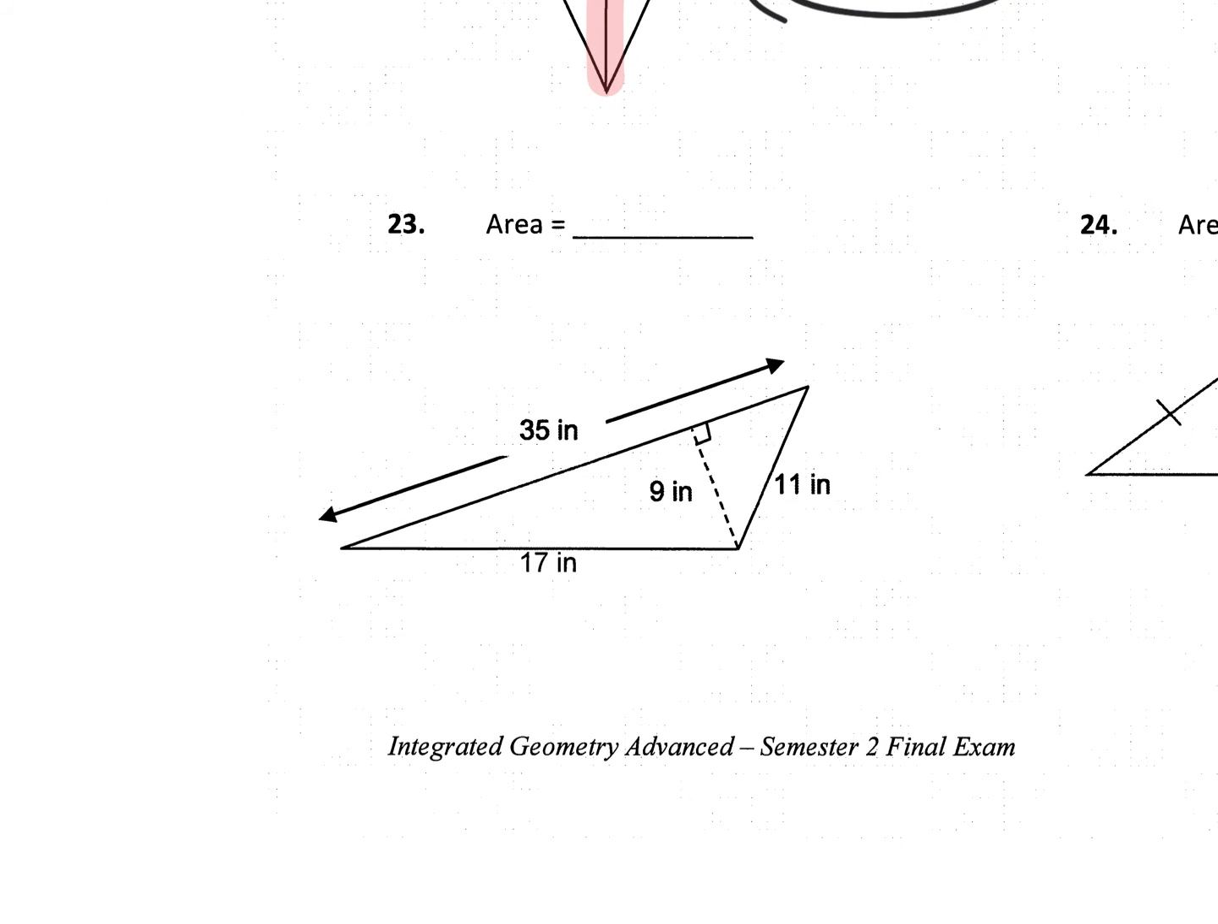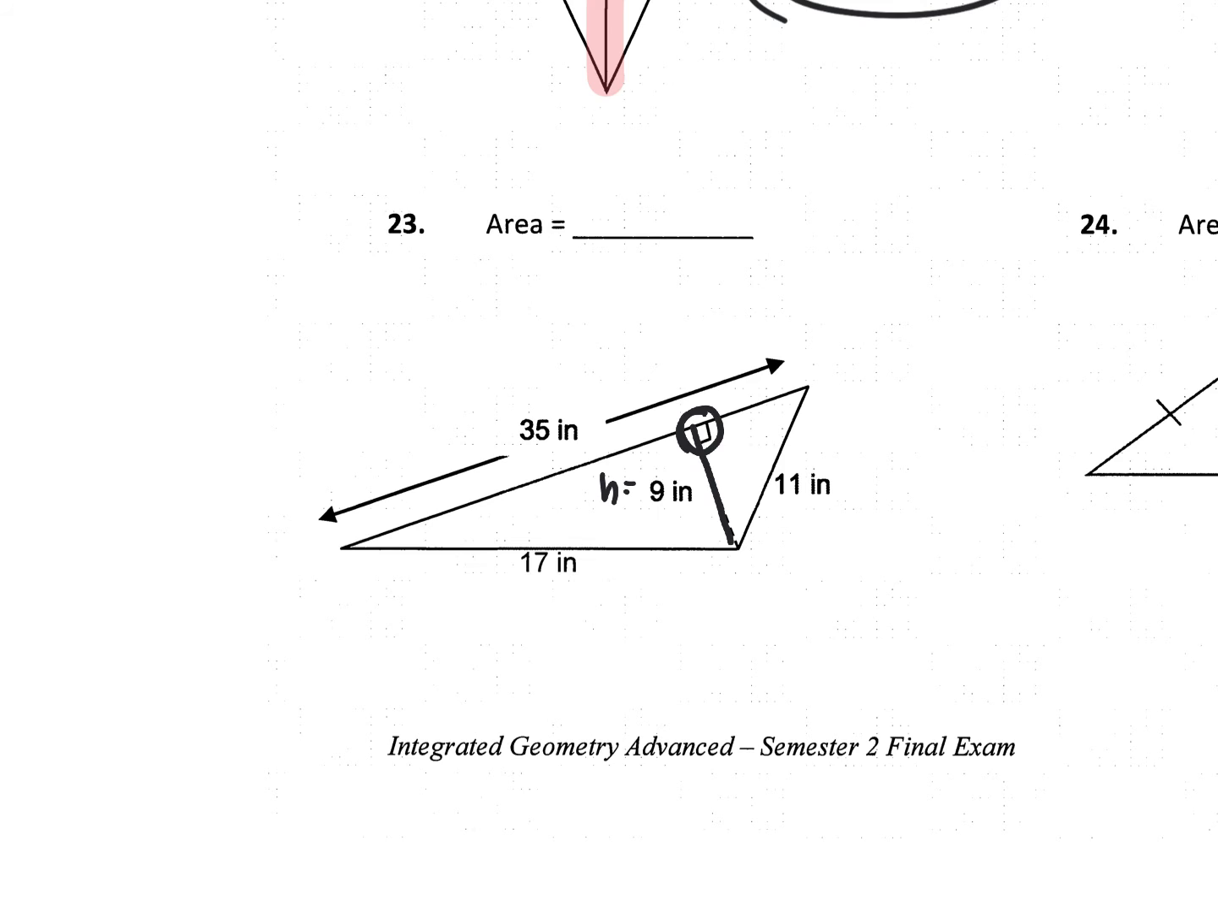All right, here I've got a triangle. Now the trickiest thing about this triangle is we've got to figure out what the height is. This 11 right here, even though it kind of looks like it's the height, is not the height. The height is the thing that is perpendicular to the base. So I see a perpendicular or a right angle right here, so I can assume right now that my 9 inches is my height.